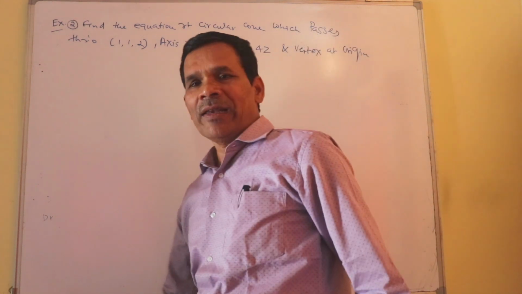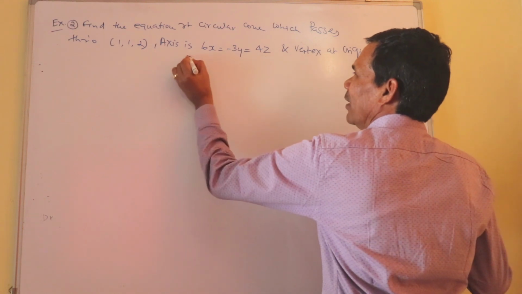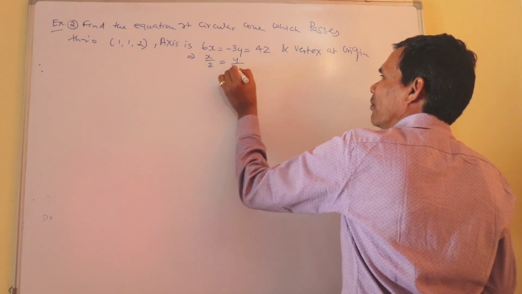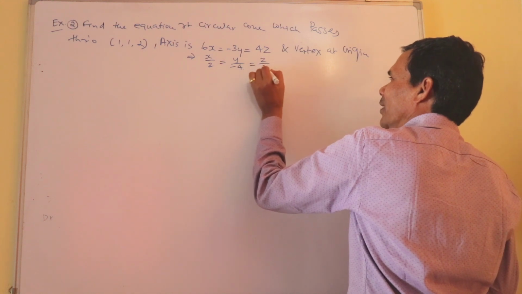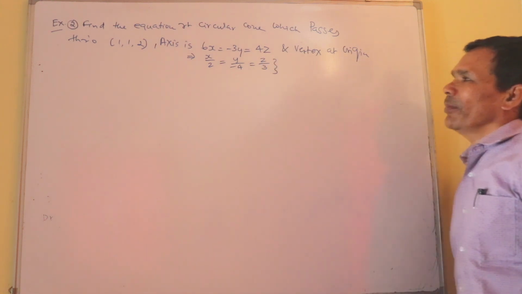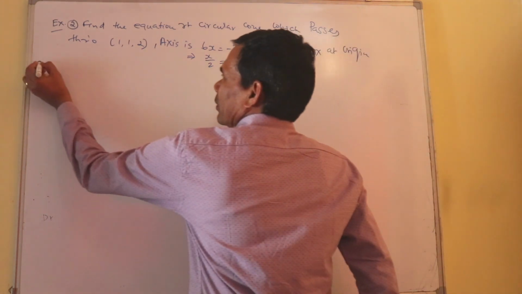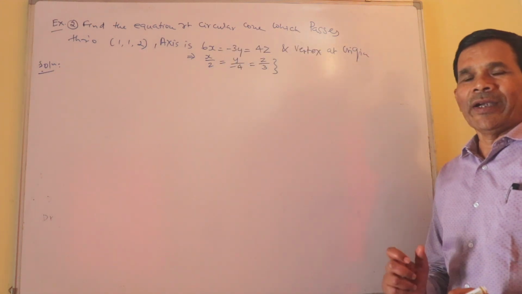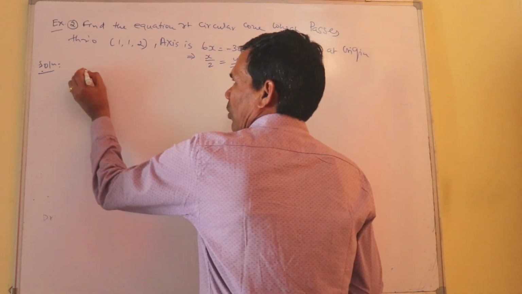Now here the semi-vertical angle is not given, so we need to find the semi-vertical angle. In this equation, we divide by 12, then x upon 2, y upon minus 4, and z upon 3. So this could be given in this form here, 2, minus 4, and 3. So if you observe here, to find the equation of the right circular cone, we need the vertex, the semi-vertical angle, and the axis. So how is it done?